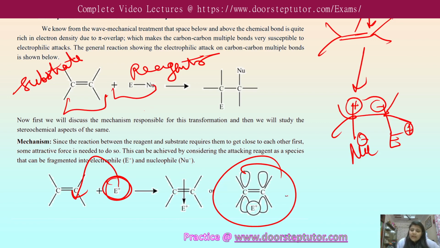Now always remember that this structure can be represented like this. There is an electrophile like this. It forms a three-membered ring. We will discuss this case further.